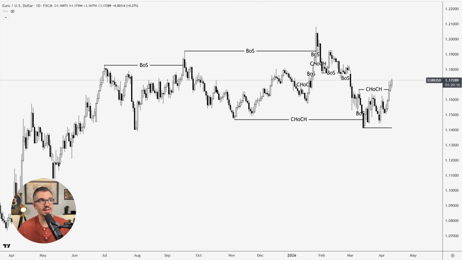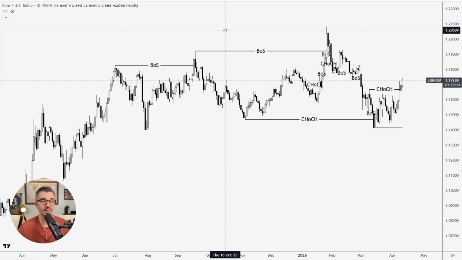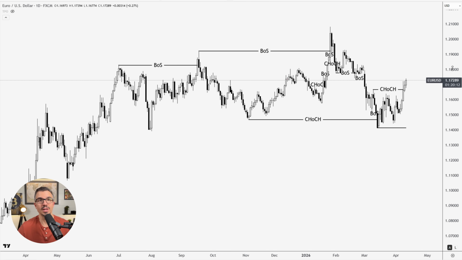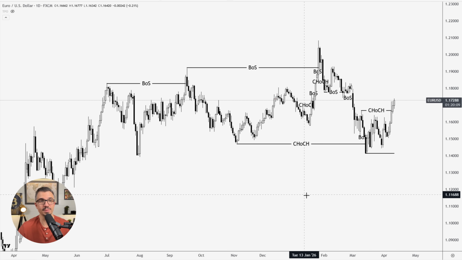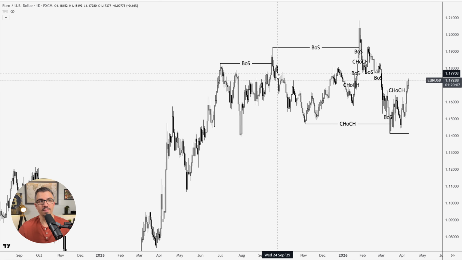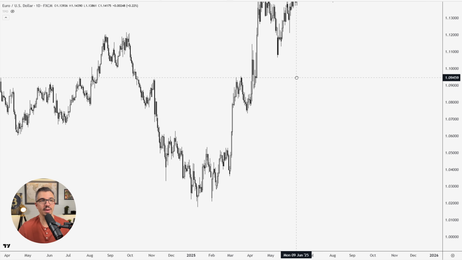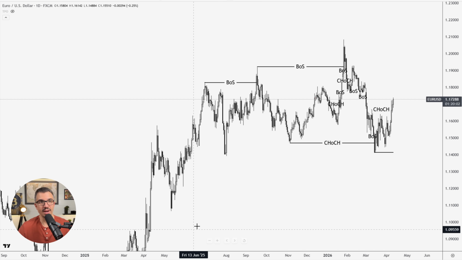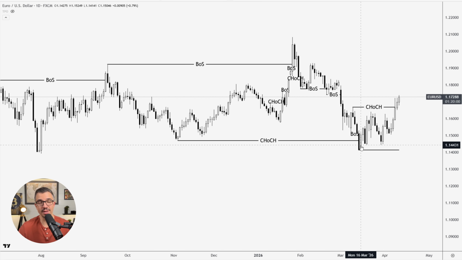I know I spent a lot of time there, but I do think it's significant just because the DXY is, for me, my barometer for a lot of these markets. And you can see with the euro too, very similar to the DXY, we had the market making an uptrend in 2025. We then had this bearish change of character on the daily time frame. So we had this close.